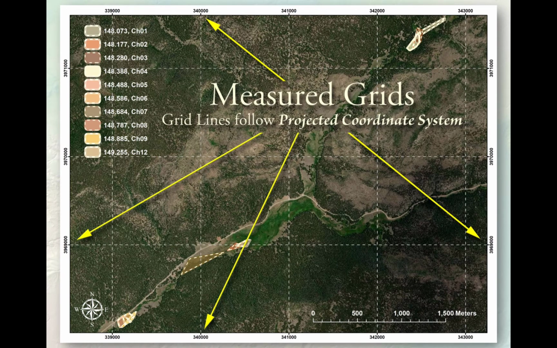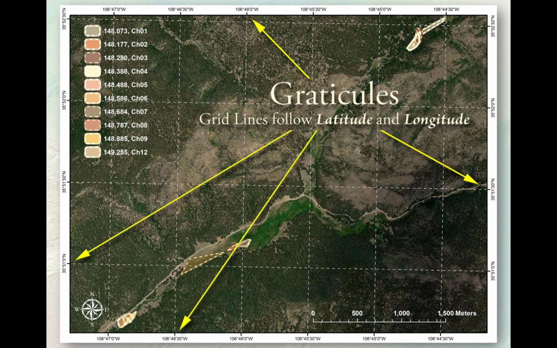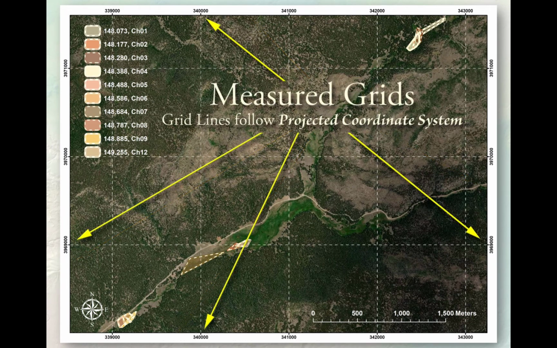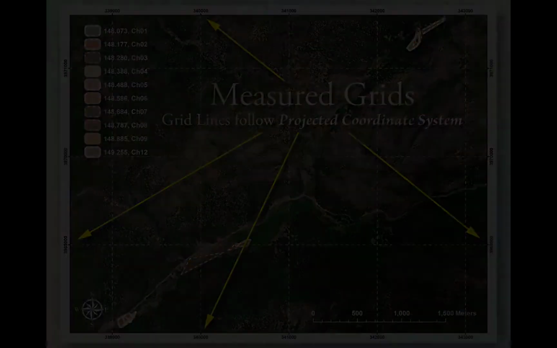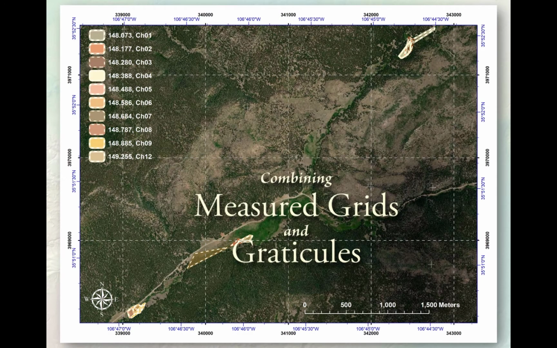So understand the difference between graticules and measured grids. Graticules follow lat long lines. Measured grids follow projected coordinates. Otherwise, they're exactly the same. Often we actually put both of them on a map. The USGS topo maps are famous for this. They have lat long lines as well as UTM grids all on the same map. There's no reason not to.